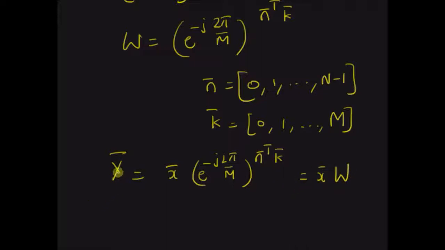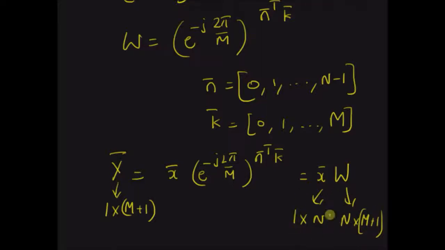Note that the capital X bar, that is the uppercase X bar, is a vector of dimension 1 by M plus 1. And x bar is a vector of dimensions 1 by N. And this is a matrix of dimensions N by M plus 1. So clearly, the product of this vector with this matrix should give us a vector of 1 by M plus 1 dimension, which is the desired result, that is the DTFT vector.